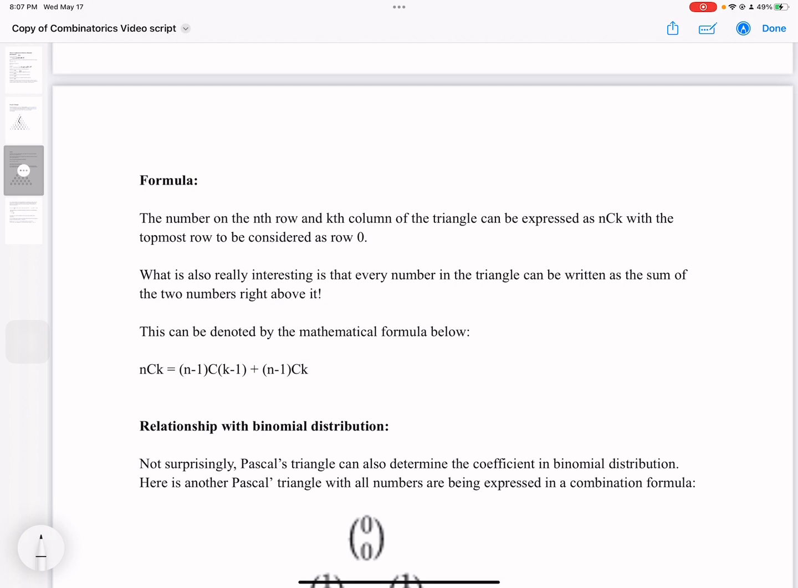What is also really interesting is that every number in the triangle can be written as the sum of the other two numbers right above it. This can be denoted by the mathematical formula below. nCk equals n minus 1 C n minus k plus n minus 1 Ck. So that is basically the mathematical expression of what I have just described above.